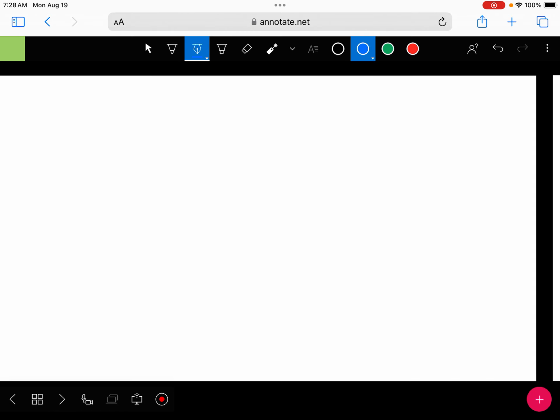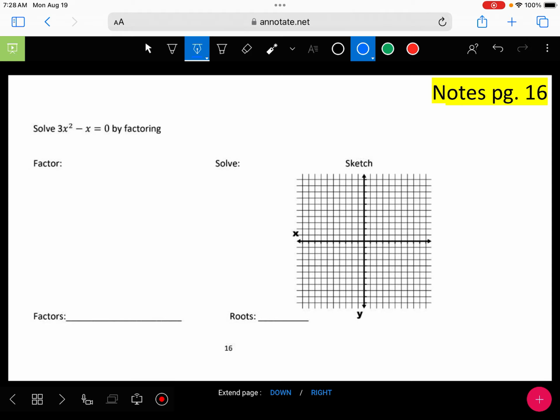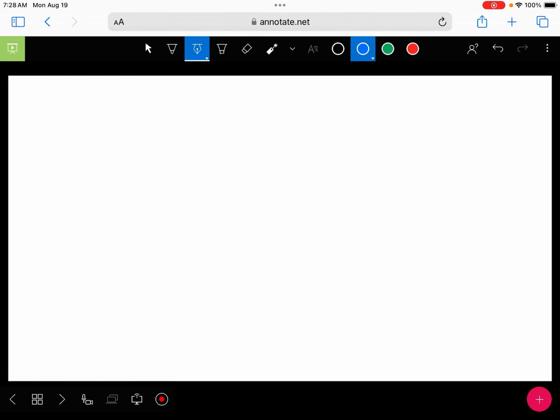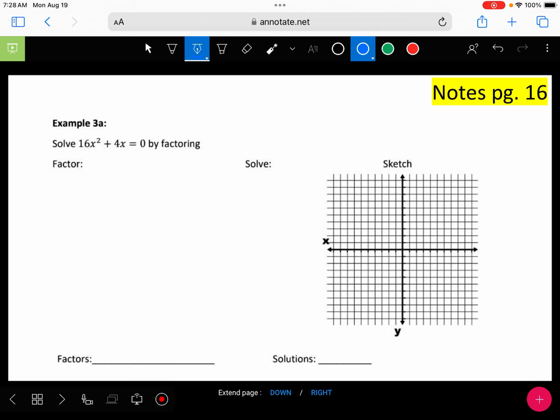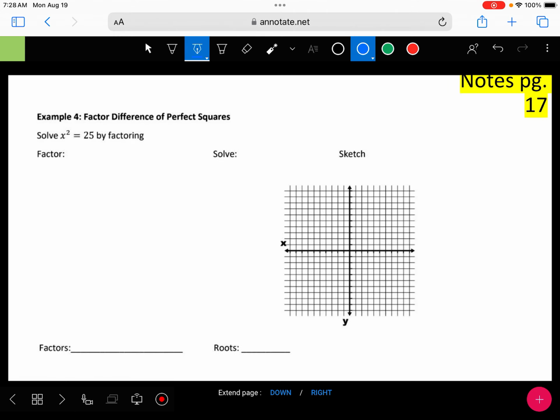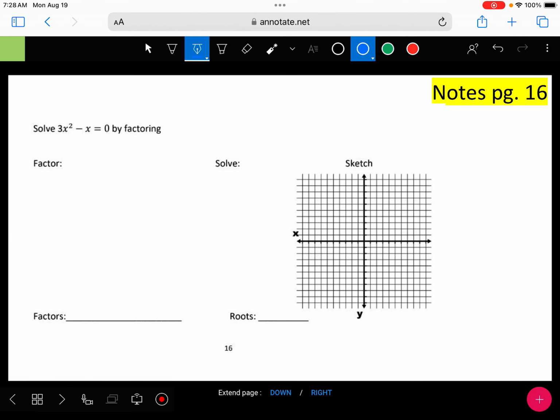Okay, I'm gonna do just a couple more. Okay, so this next one is the same. We can skip over that one on page 16. All of these are taken out of GCF, so we'll do a couple more. Let's go to page 16 and do this one.